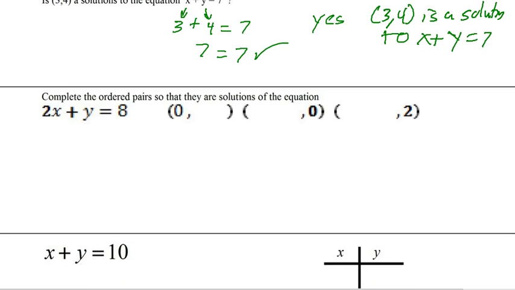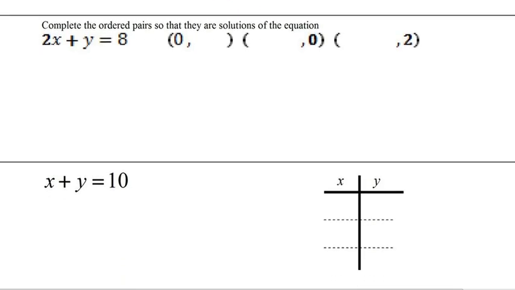Okay, let's look at it a different way. What if you're given only one value, like an x or a y? How would you determine what the actual solution would be? How would you find the missing coordinate? All you have to do is take that little x, plug it in, and if you notice, we only have one letter left.